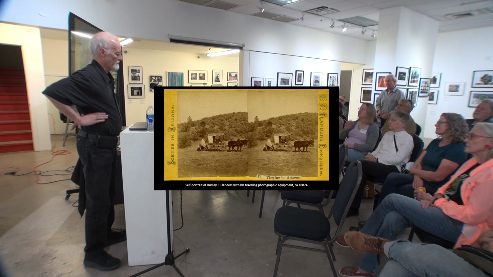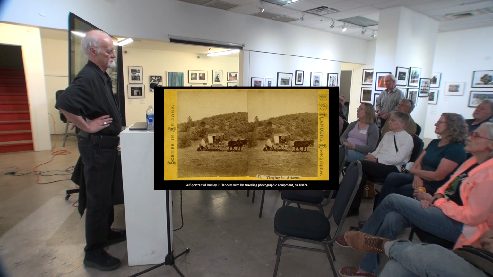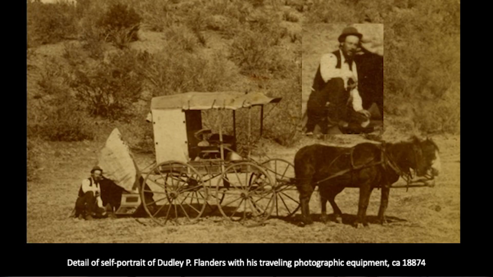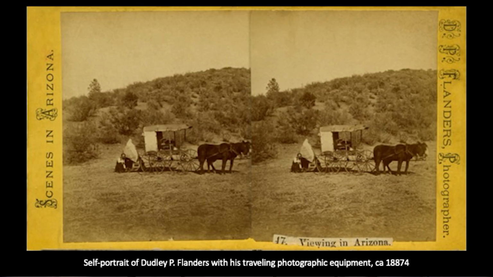This is a self-portrait that he did in stereo of him with his photographer's wagon with a darkroom next to it, sort of setting up. This is a detail of the wagon with a little white darkroom area in the back and the little tent he would use. You can see the negative he has in a folder there, and just an example of him on the road with his two horses.